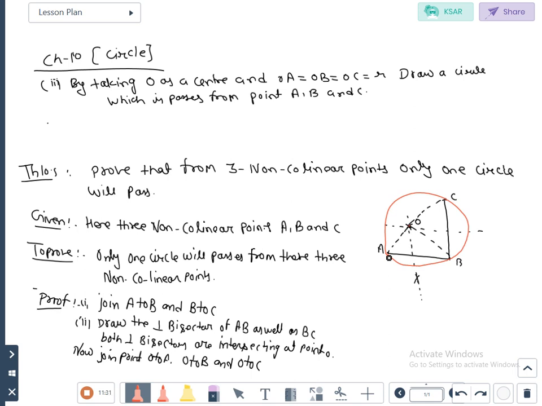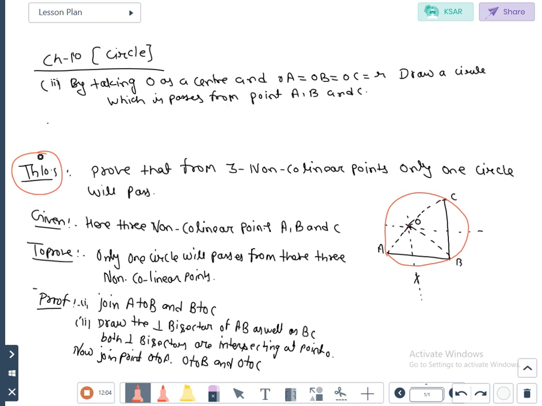So what we observe here is that from 3 non-collinear points only one circle will pass. Okay, so we here prove that from 3 non-collinear points, how many circles can we pass? Only and only one circle will pass. That is theorem 10.5. That is an important theorem. Question ये होगा एग्जाम में, prove that from 3 non-collinear points only one circle will pass.